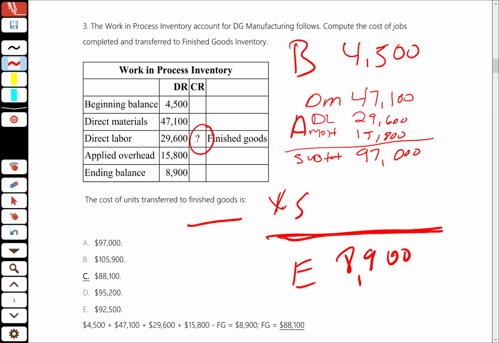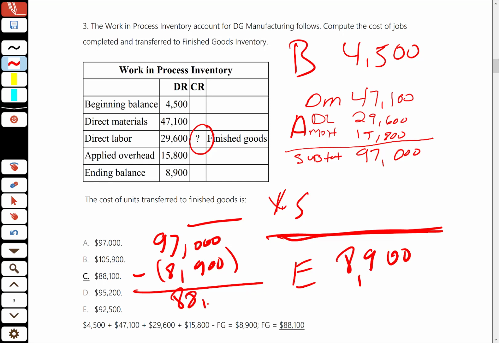Okay, so we got 89,000. So what do you want me to do with that, Gregory? You want me to subtract it from what? The subtotal 97,000 minus 8,900 gives me a difference of what? Okay, good. That's the answer? Yeah. Okay, good.